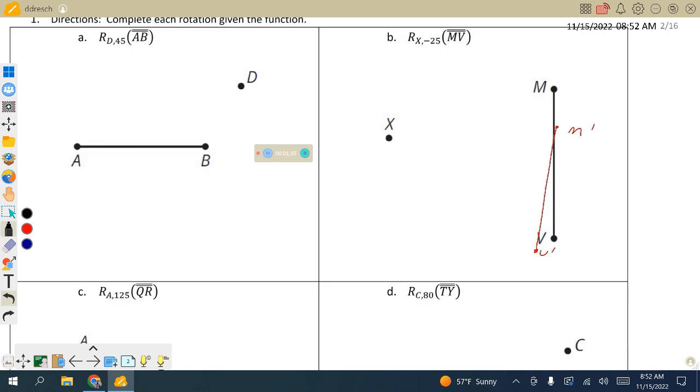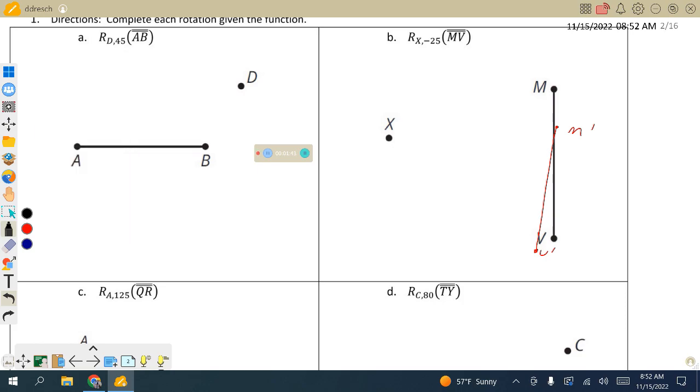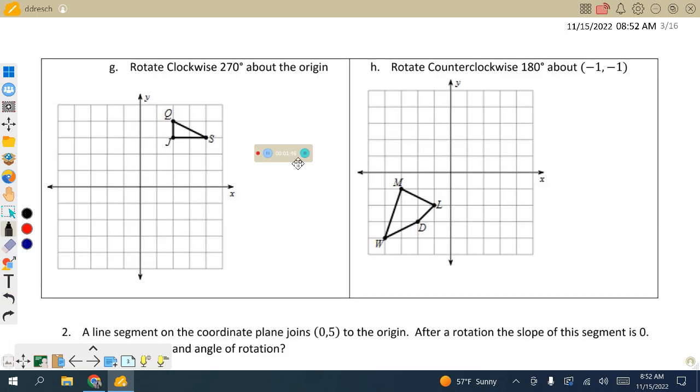So, anything else from last night's assignment? This is your time to ask. Can we do two on the back? Two on the back? Sure. Let's take a look here, guys. Flip it. Two on the back. All right, on two with the back.